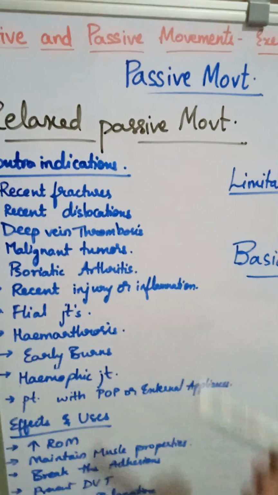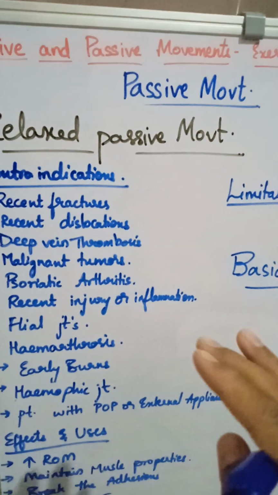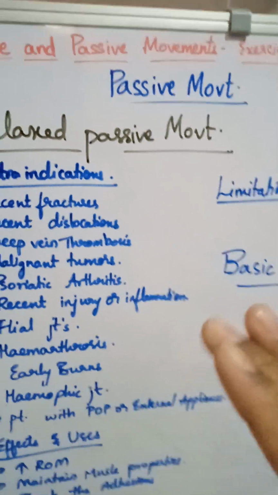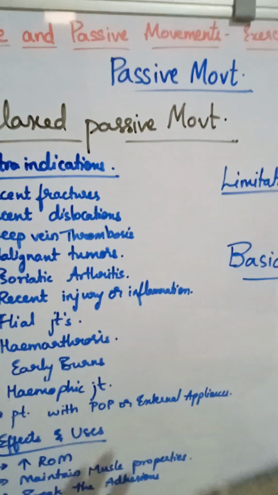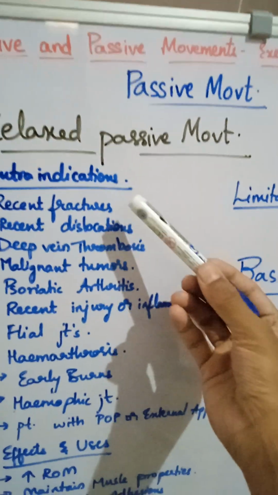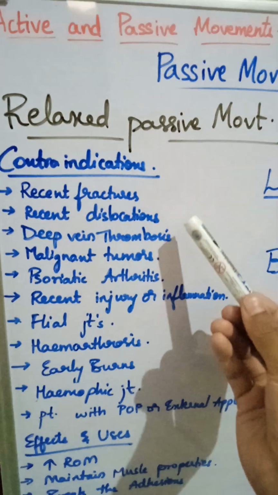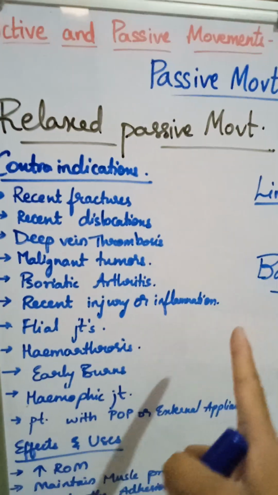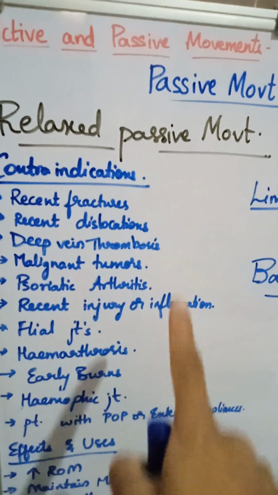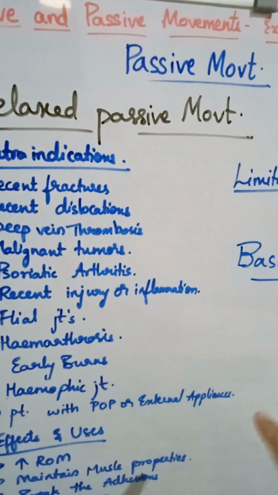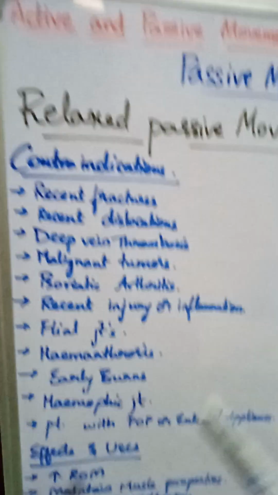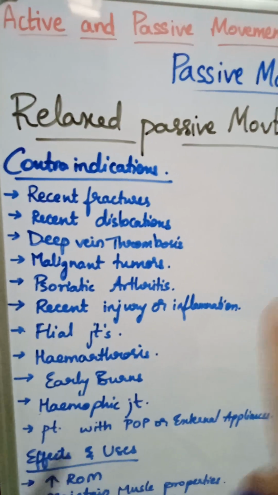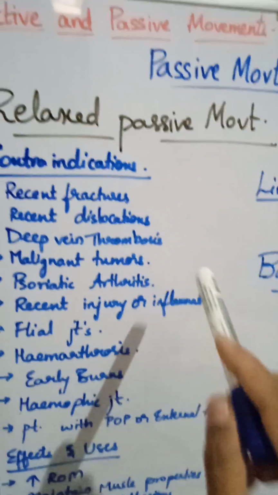Now we are going to see the contraindications. What are the contraindications? That means the conditions that are not indicated for the passive movements, that are recent fractures, recent dislocations, DVTs. So actually I told you in the indications that passive movements prevent the DVTs. If the patient is having DVT, we are not supposed to do the passive movements. To prevent, we are supposed to do the passive movements. If the patient is having DVT, we are not supposed to do them.